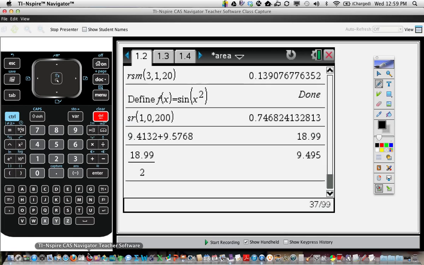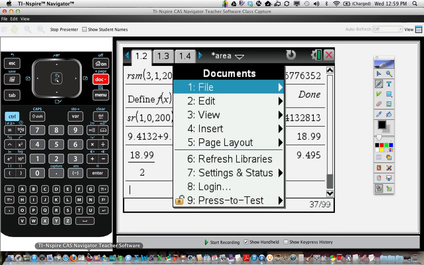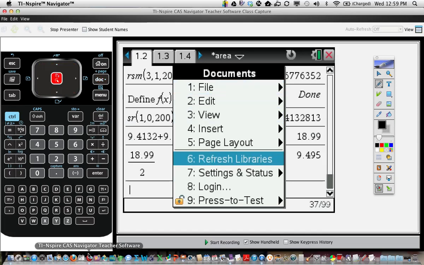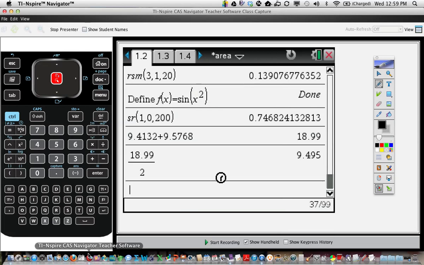What you want to do is go to the window 1.2. Actually, you want to do something first. Go to the dock button. Sam, show them this. Go to the back button and choose Refresh Libraries, number 6. Did we do that yesterday? Oh, okay, maybe we don't need to. All right, so now, back in your document, I want you to go to page 1.2.